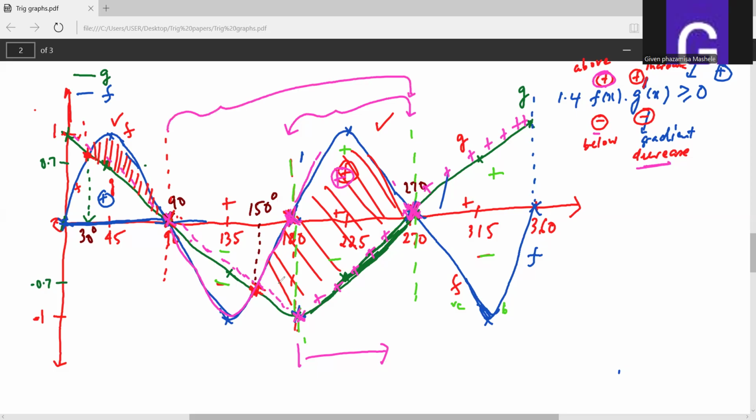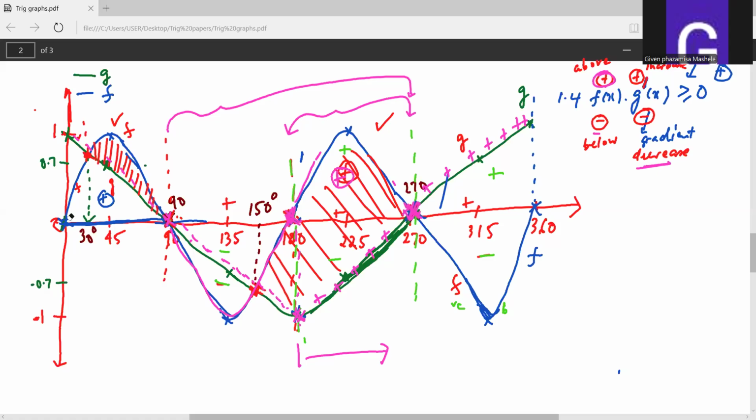But we need to exclude one value here, 180. Why 180? The graph at 180 is not increasing or decreasing. So we can write the answer as an interval from 90, including 90 because it's either greater than or equal to 0. So we're going to include that point there. So this will be from 90, inclusive.